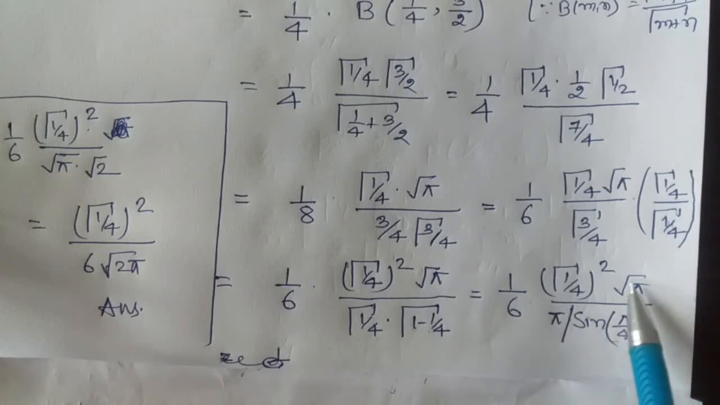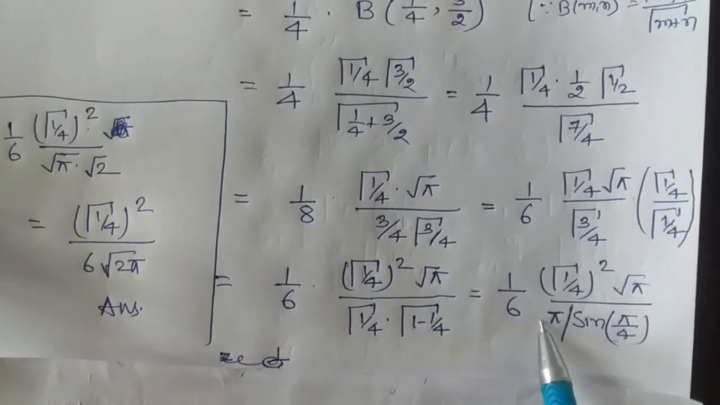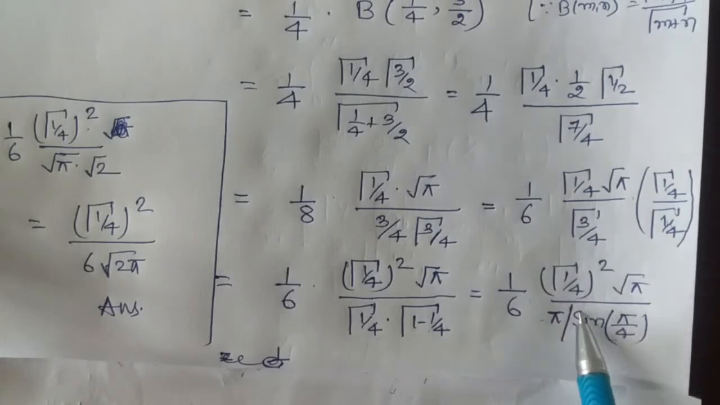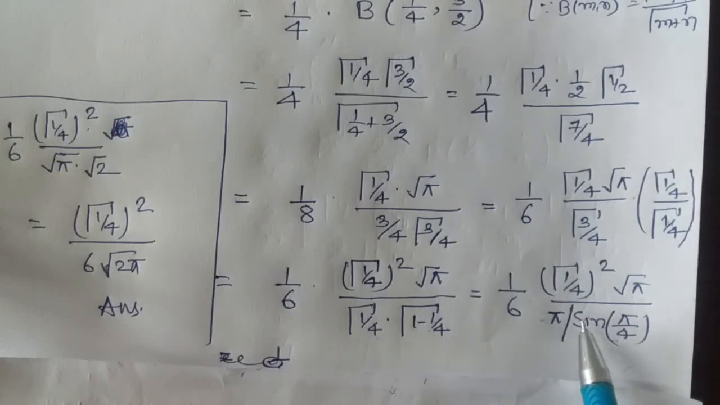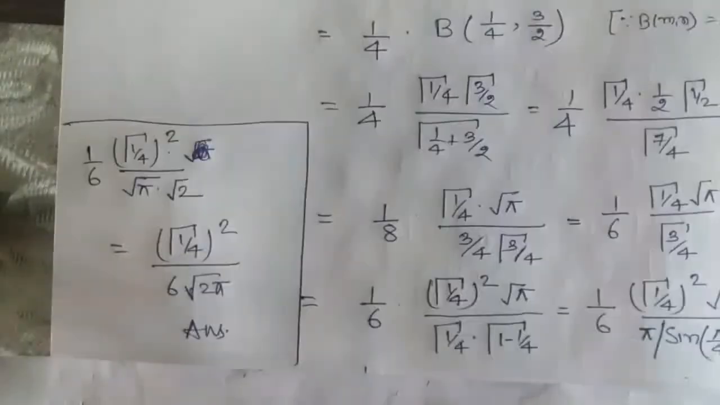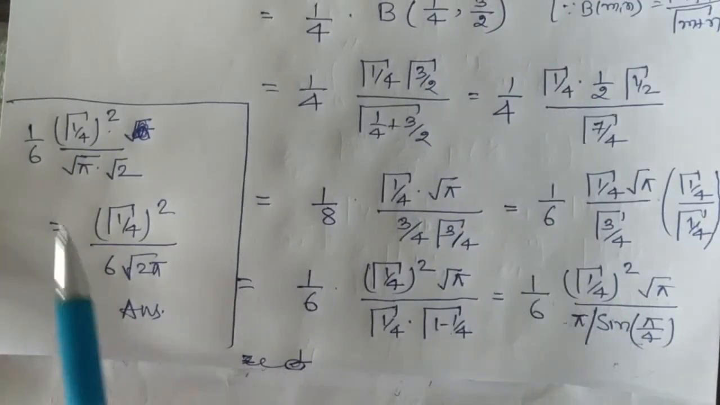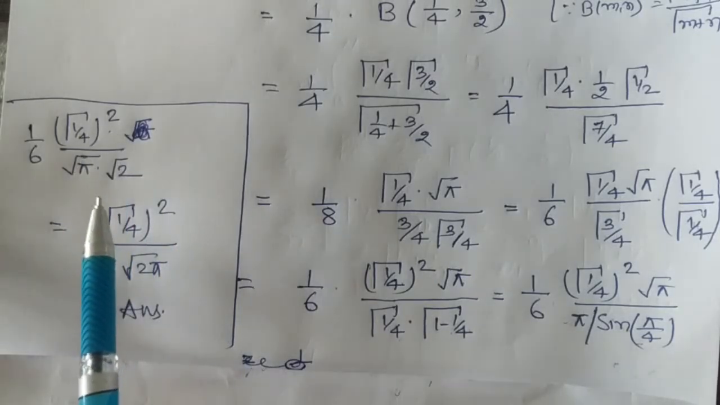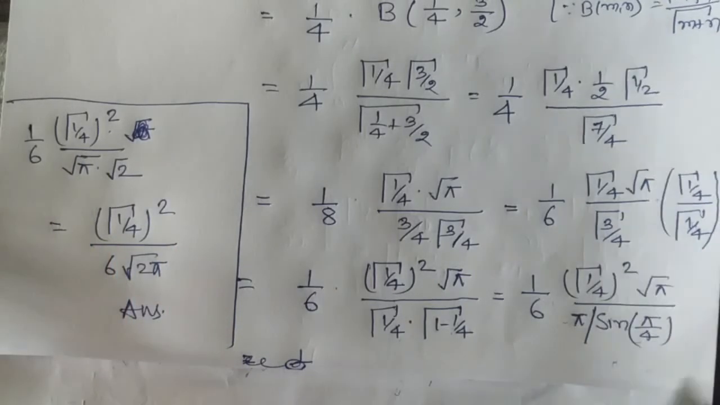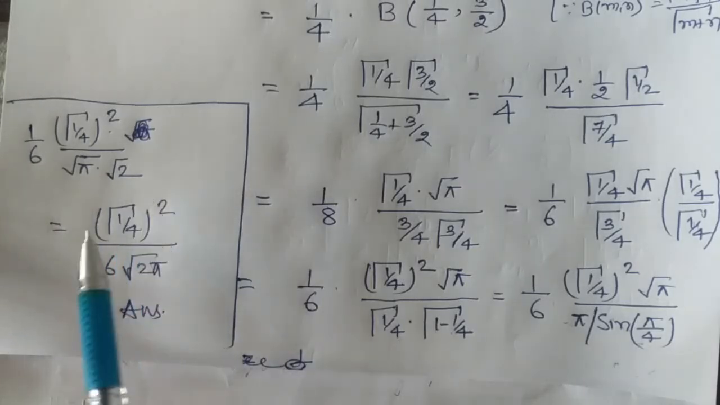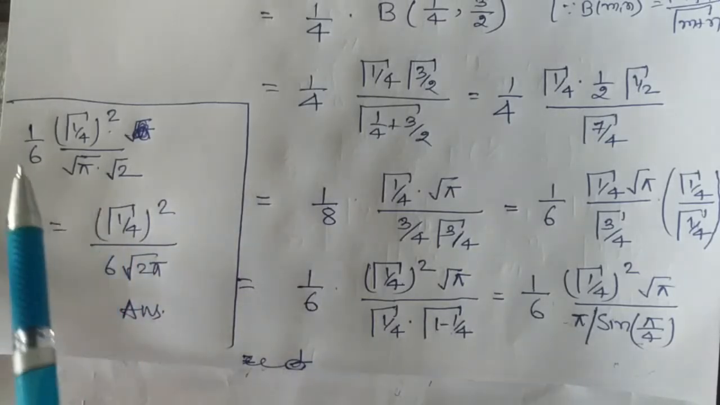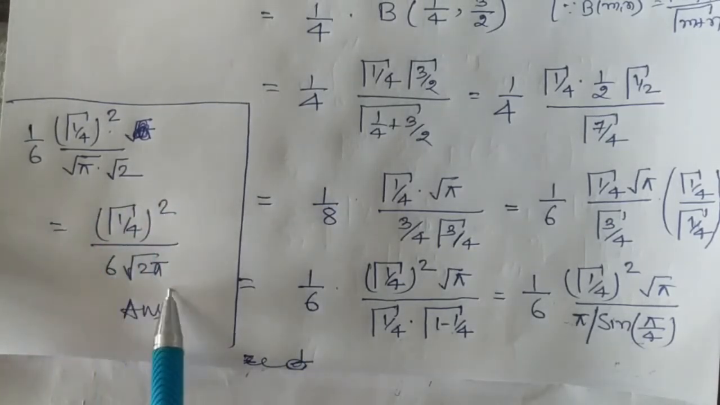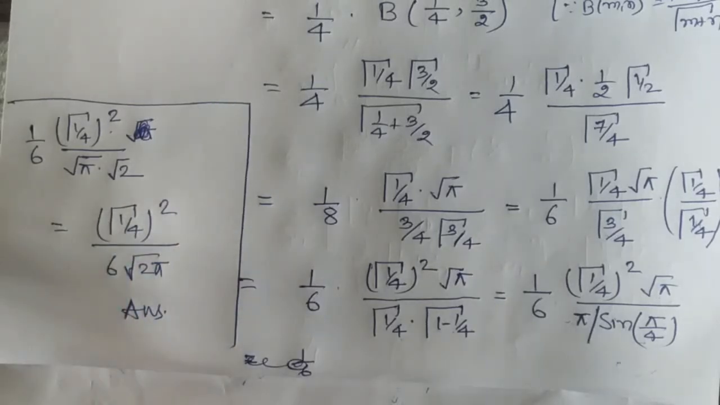Now root pi upon pi is 1 upon root pi, and here sin pi by 4 is 1 upon root 2. So root 2 goes in the numerator, then we have root pi into root 2 here. So we have 1 by 6 into gamma 1 by 4 square into root 2 upon root pi. And finally we have gamma 1 by 4 square upon 6 into root 2 pi. This is the required result we have to show.